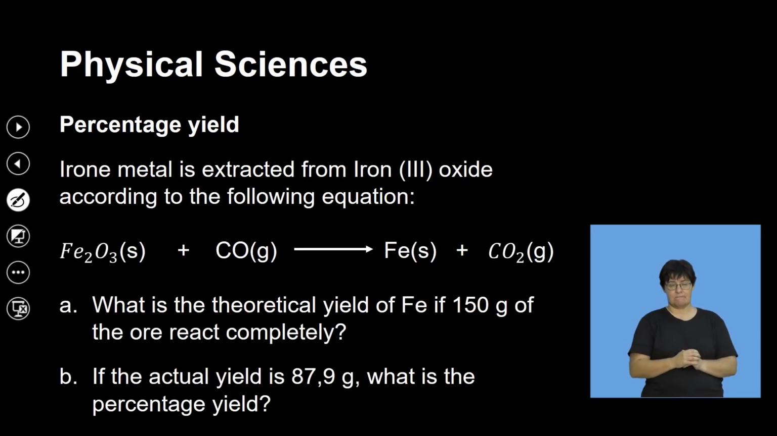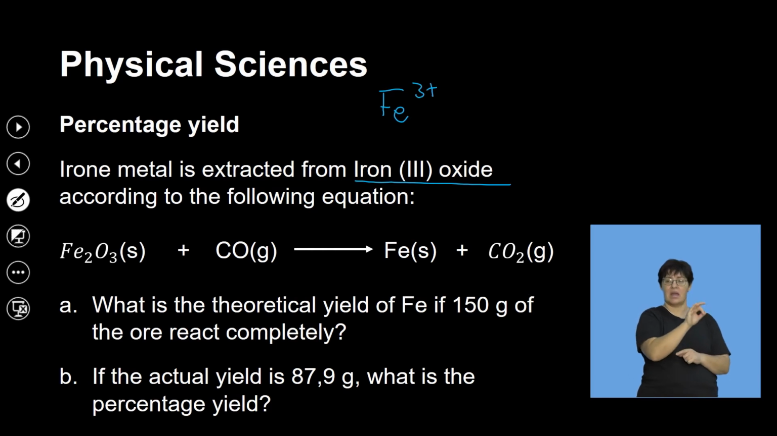Right, so here is an example of a percentage yield type of problem. Okay, iron metal is extracted from iron 3 oxide according to the following equation. Take note, this is iron 3 oxide. Iron is a transition metal, so we know from our chemical formula that the iron in this case is 3+, because we're told by that number, it's an indication of the charge or the oxidation number. We'll talk about that later. And then oxygen 2-, which gives us the formula Fe2O3. So that's the oxide of iron.